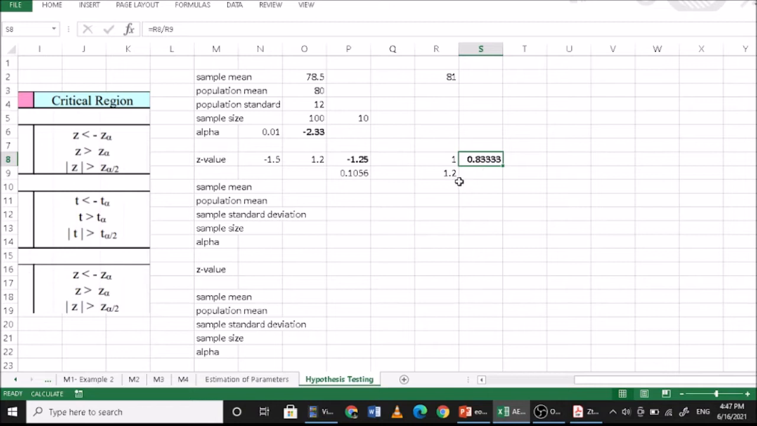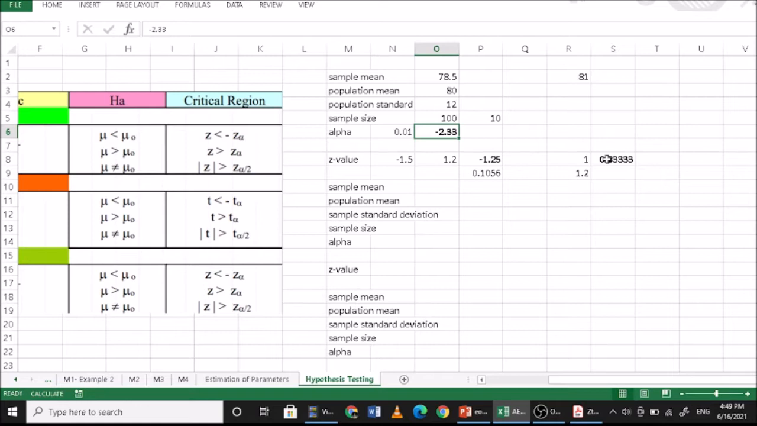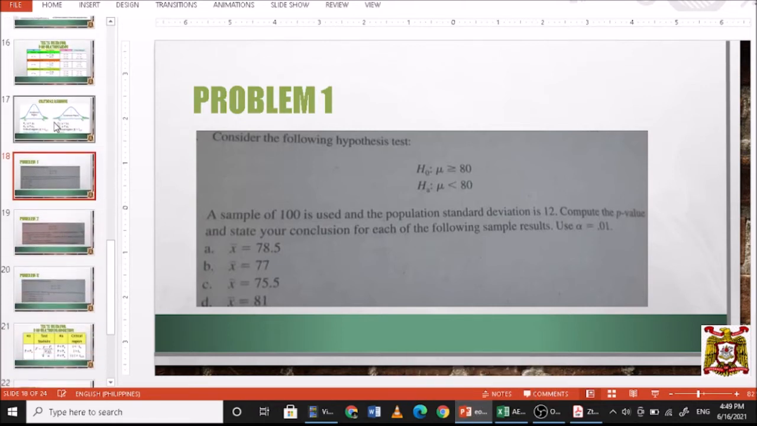And 0.833 is obviously greater than negative 2.33. So again, you do not reject the null hypothesis. So your conclusion is that your population mean is actually greater than 80. Now let's proceed to problem 2.